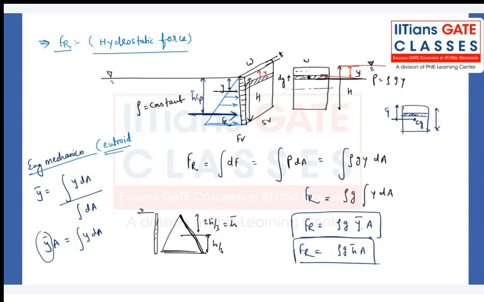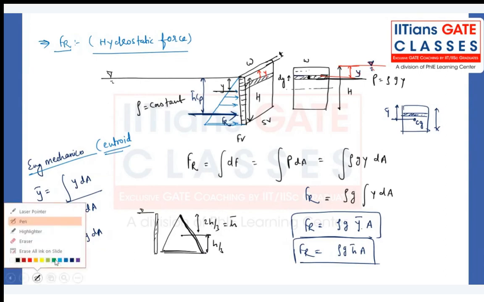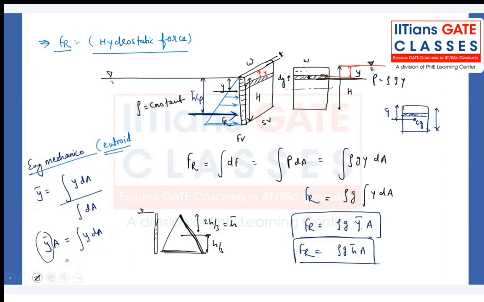Getting my point? If there is a triangular portion, only h bar and area will change. Getting my point? But remember, one more thing I'm telling you. Whatever the discussion is happening, that is for symmetric sections, right?